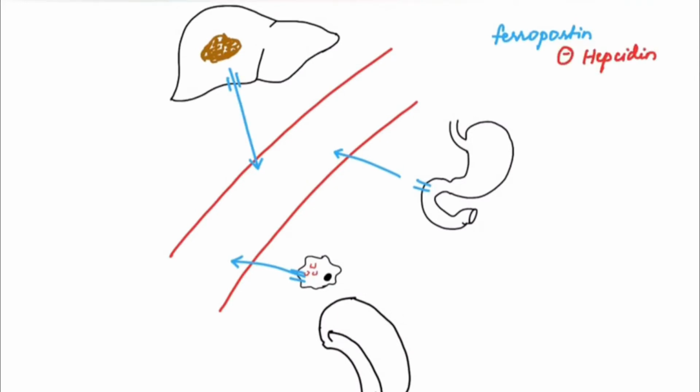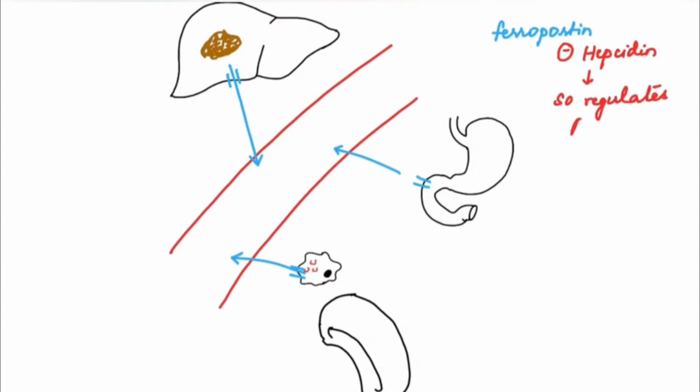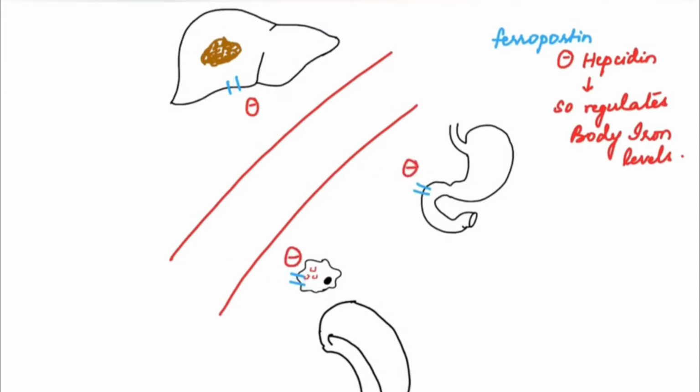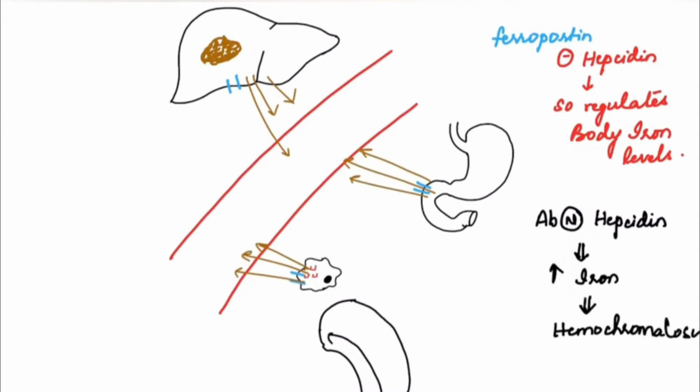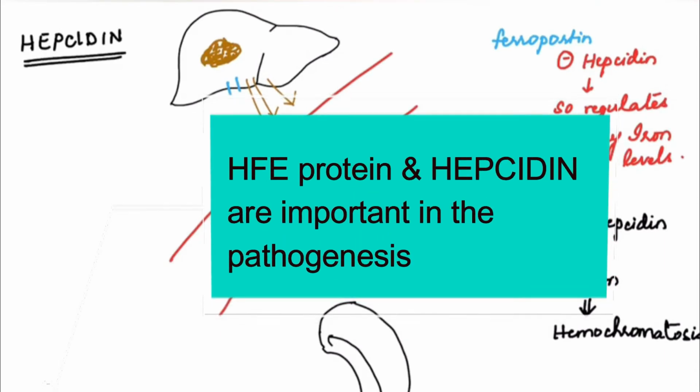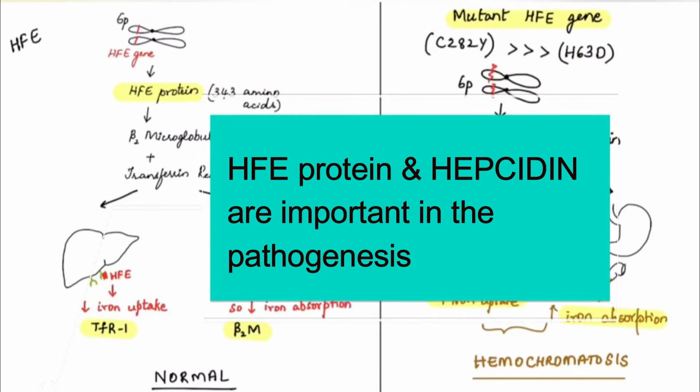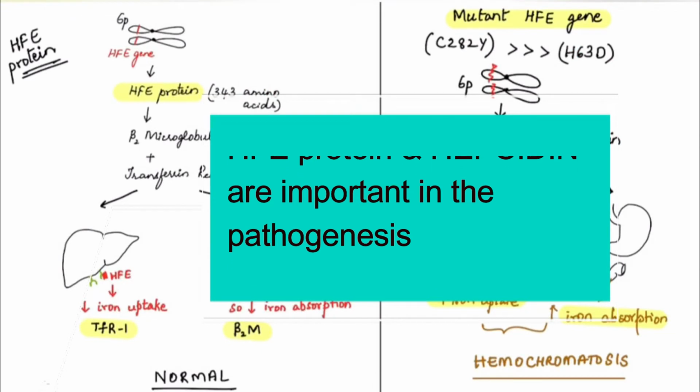This ferroportin is inhibited by hepcidin so that excess iron doesn't enter the body, and so it regulates the body iron levels. When there is an abnormal hepcidin, ferroportin is not inhibited and the excess iron reaches the body, leading to hemochromatosis. Also, the hepcidin levels are indirectly regulated by HFE protein. So this HFE protein and hepcidin play an important role in pathogenesis of hemochromatosis.